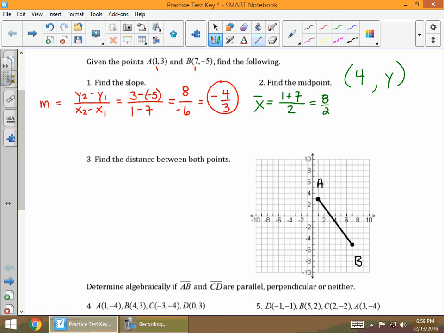It is 4. To find the y value, I'm going to do the same thing. I'm going to find the average of my 2 y's. So I'm going to add them up, 3 and -5. So 3 plus -5, and then divide by 2. Well, 3 plus -5 is -2. Divided by 2 is -1. So the midpoint is (4, -1).